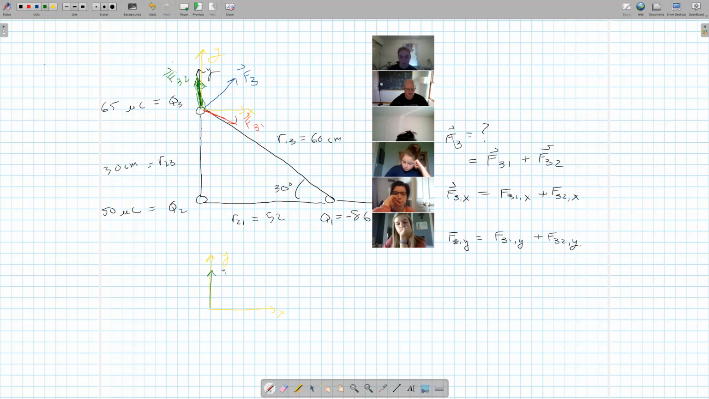According to this coordinate system, F32 points this way, and F31 points this way. Are you back again? Yeah. Yeah.